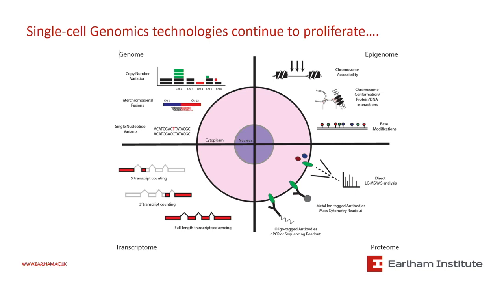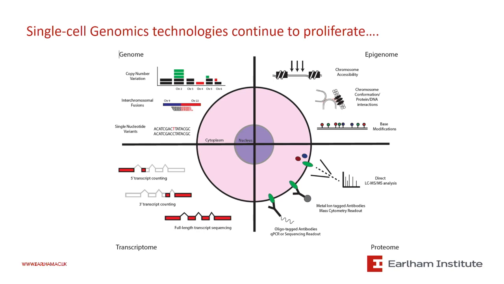But the real proliferation has been on the other side of the diagram in epigenome profiling. As I mentioned, there's all these assays for chromatin accessibility, chromosome conformation, and base modifications, and in proteomics as well. While direct mass spectrometry analysis of proteins in single cells has been demonstrated, I wouldn't say it's quite mainstream yet. There's been huge advances in tagging antibodies with metal ions for things like CyTOF, or with oligos for integrating them with single cell RNA sequencing approaches.